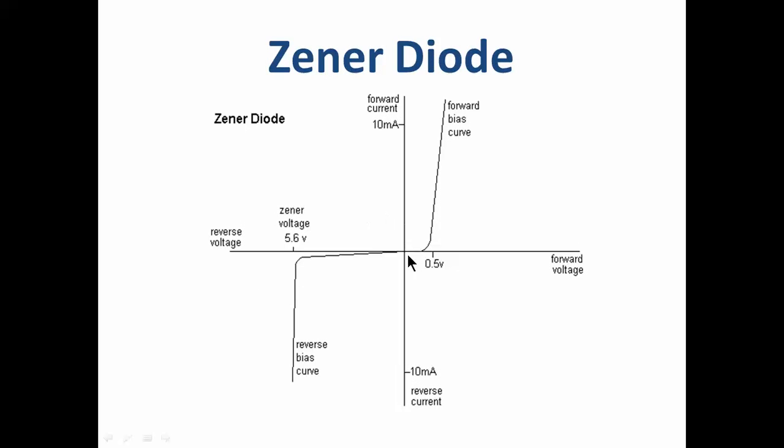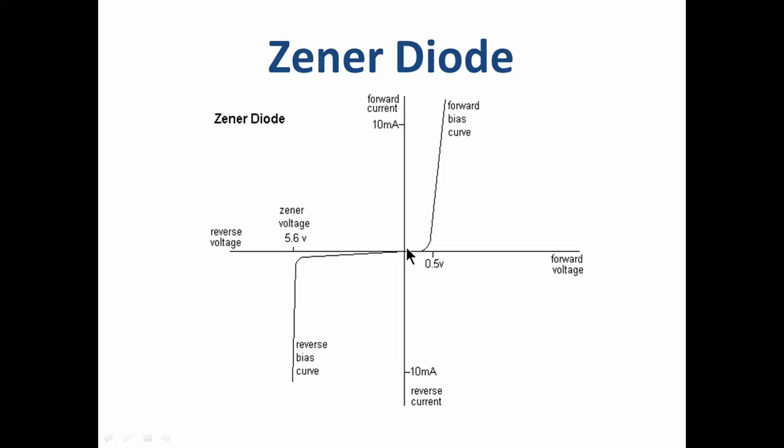The Zener is very similar to the normal diode in the forward bias. Here we can see we're saying it's taken about 0.5 volts to turn on. Once it's turned on, we get full current flowing through. In this case 10 milliamps, so it's a slightly lower current rating.